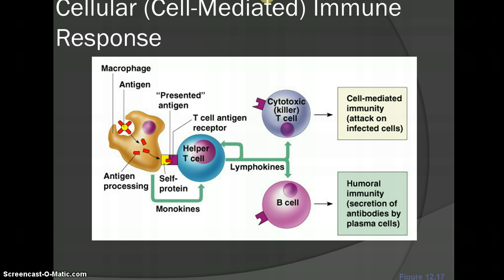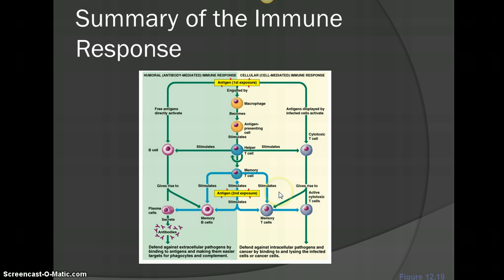And this is just a picture showing that. So you have the macrophage presenting the antigen, the helper T cell who's like, hey, let's go in, and it's going to spray some chemicals to recruit these other killer T cells and these B cells.